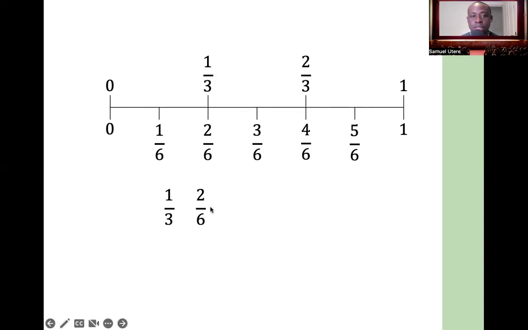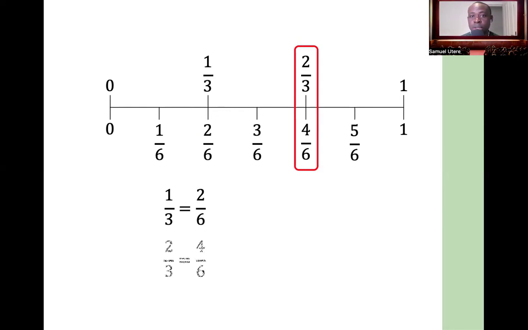If we simplify 2/6, so if we divide 2 by 2, we'll get 1. And if we divide 6 by 2, we'll get 3. So they are equivalent. And same is 2/3 and 4/6. Now, with this number line, you can even start to tell which of the fractions is greater or lesser than the other. So we can say, for example, that 2/3 is less than 5/6.